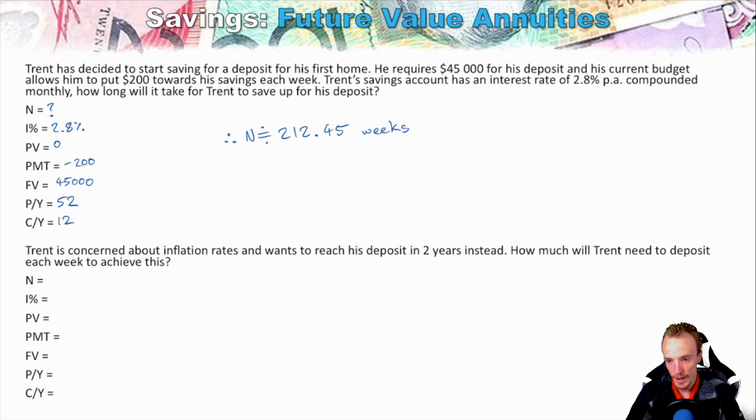So he's going to need to make 212 and a half nearly deposits of $200, and with the interest, assuming the interest rate doesn't change, he'll achieve his goal.